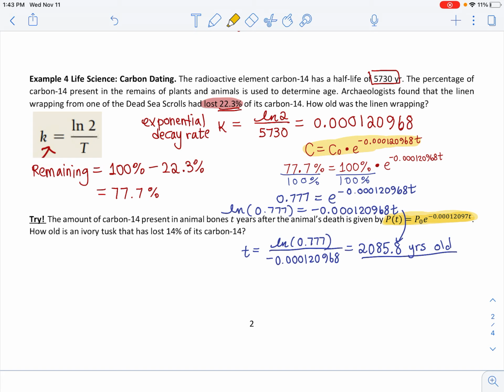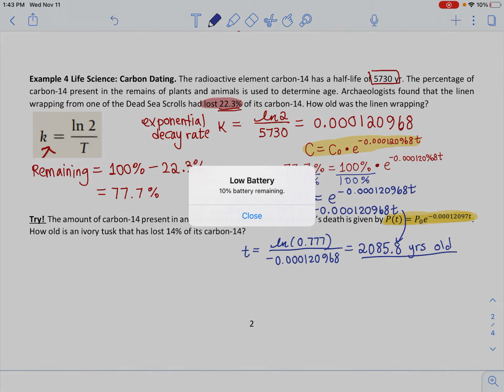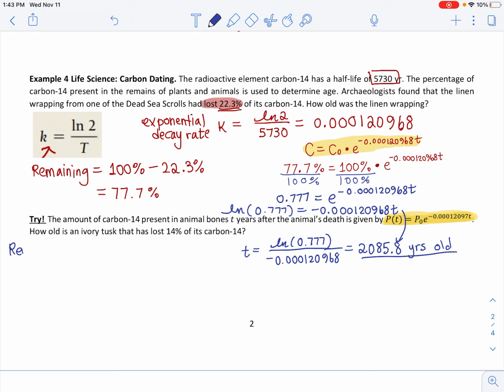Now, what are we doing with this? How old is an ivory tusk, probably from a mammoth, that has lost 14% of its carbon-14? Now, it lost 14% of its carbon-14, so I'm going to say remaining. How do I spell remain? Okay, it's a tough day for me, guys. I'm going to do 100% minus 14%. 86% is left. So 86% is remaining.